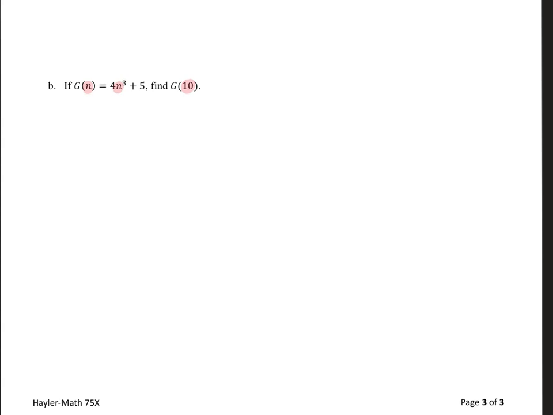Oops, wrong pen. So g of 10 equals 4 times 10 cubed plus 5. G of 10. Ooh, that was an ugly G.